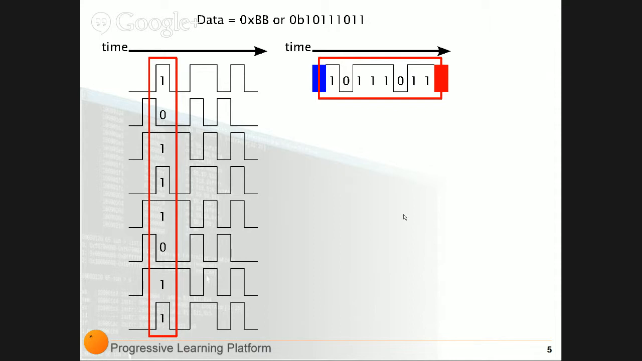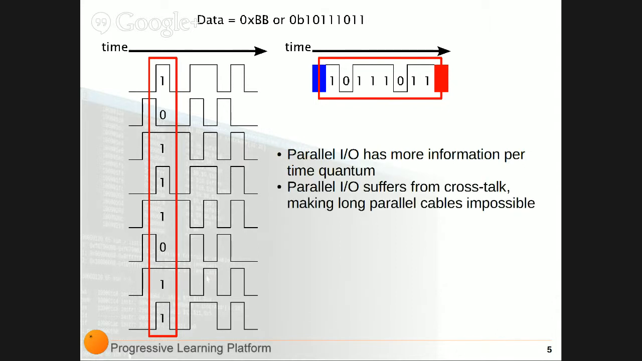Which one do you think is faster? Parallel? Why do you think so? Because there are more bits at a time, right? So you have more information per time quantum. But with parallel I/O, when you have multiple communication lines so close to each other, most of the time they suffer crosstalk. That's why you can't make a really long parallel cable, because it just gets too much.